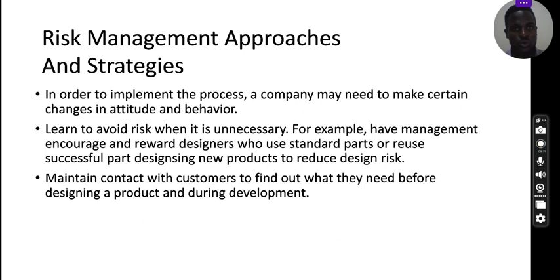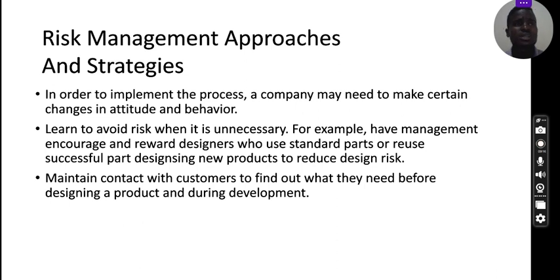Our attitude towards certain things can lead to risks. And then we are saying that if we have to implement the process, we may need to make certain changes in our attitude and our behavior. Learn to avoid risk when it is unnecessary.